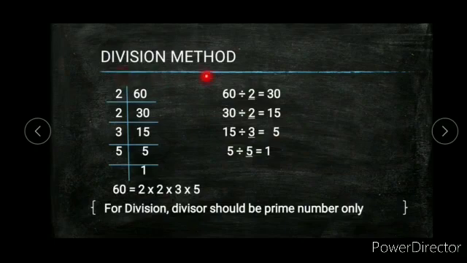Now in the division method, let us take an example, 60. 60 divided by 2 is 30, 30 divided by 2 is 15, 15 divided by 5 is 3, 3 divided by 3 is 1. So we go on dividing 60 by different prime numbers in increasing order till we get the remainder 1. So these are the prime factors of 60, that is 2 multiplied by 2 multiplied by 3 multiplied by 5. For division, divisors should be prime numbers only.